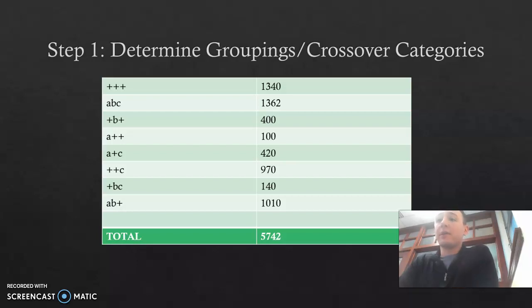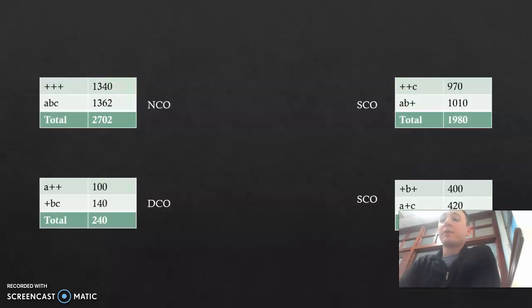So this is the data table that was given. See the three pluses are also considered capital letters, just makes it easy when you're organizing the data here, and the total here, a number that we'll use later, 5,742. The rest of the respective values are on the chart as well, which we use to determine the groups.